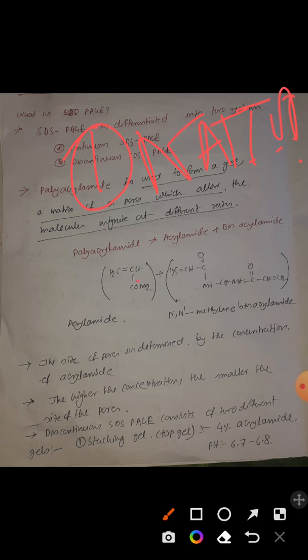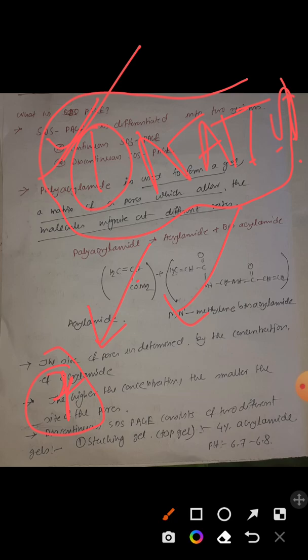But whenever you are willing to separate protein on the basis of something, but you also want to see its biological activity, in that case you have to prefer native PAGE. Because remember, in native PAGE we don't add any kind of denaturing agent, so the protein will be in its intact or native shape. That is why this kind of PAGE is called native PAGE.